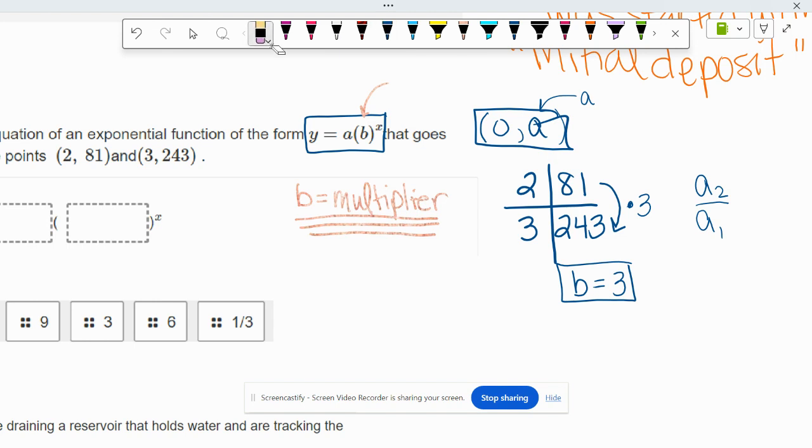This was the sequence idea. I just want to find A, just A right here. I want to find the initial value. Divide what by 3? Well, 243 divided by 3 is 81.